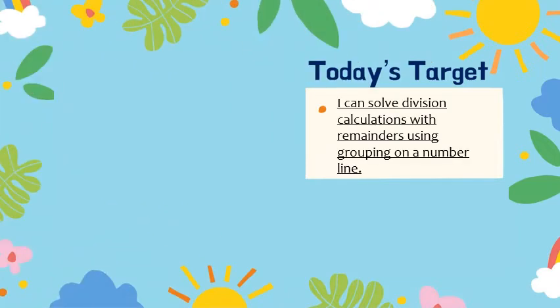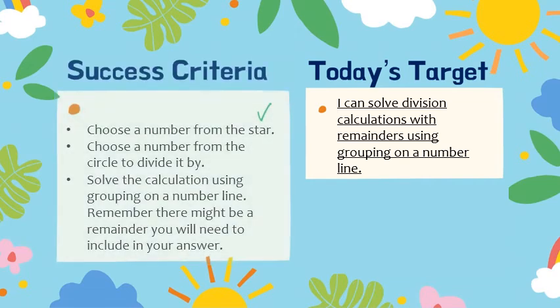Today's target is I can solve division calculations with remainders using grouping on a number line. To be successful today, you're going to need to choose a number from the star, choose a number from the circle to divide it by, and then solve the calculation using grouping on a number line. Remember, there might be a remainder you will need to include in your answer.